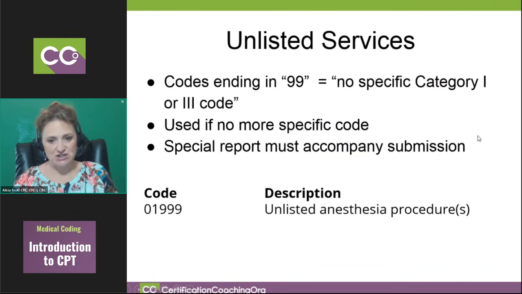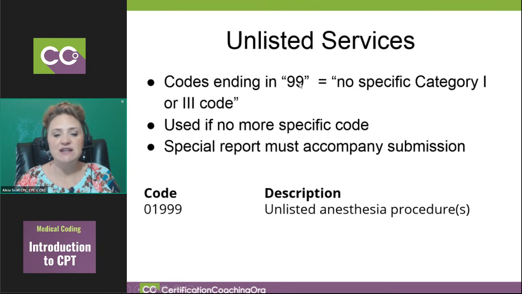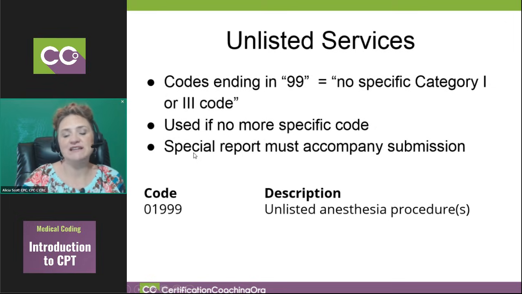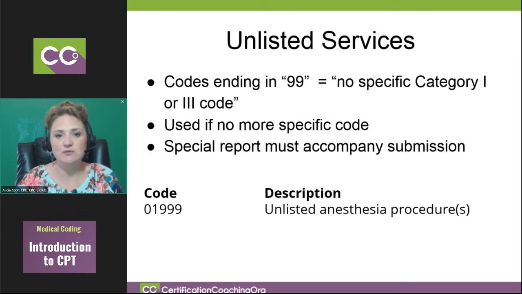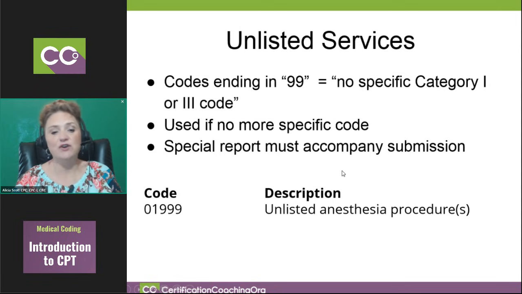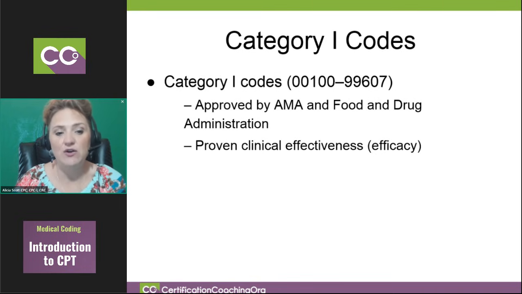If you have unlisted services, meaning there are no category codes for that, then they would end in a 99. An example is an anesthesia procedure, 01999, meaning it's an unlisted anesthesia procedure. There's not a code for it. Whereas in ICD we have codes that are not otherwise specified, NOS and NEC, you don't have that with CPT. So we have unlisted codes, and you have to report a special report whenever you use an unlisted code. Just be aware of them.